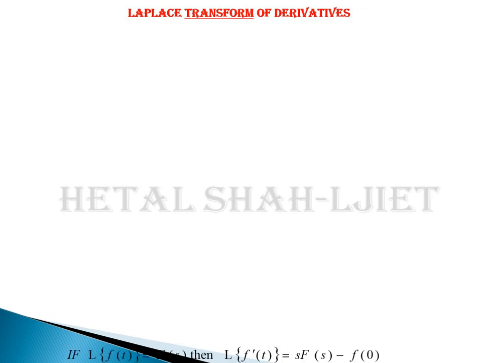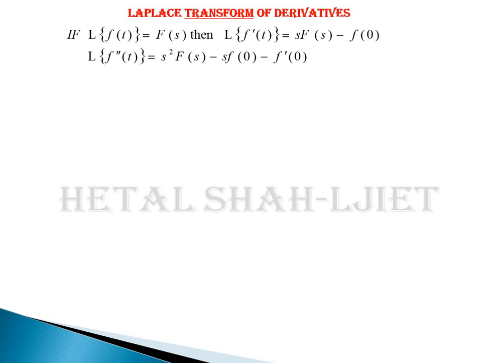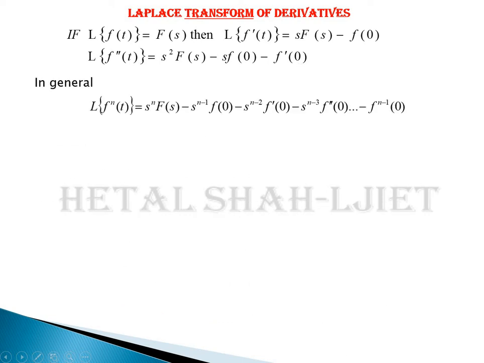Laplace transform of derivatives. See, if Laplace of f of t is equal to F of s, then Laplace of f dash t is equal to s F of s minus small f of 0. Similarly, Laplace of f double dash t is equal to s square F of s minus s small f of 0 minus f dash 0. So, in general, Laplace of f raised to n t is s raised to n F of s minus s raised to n minus 1 f of 0 minus s raised to n minus 2 f dash 0 and so on up to f raised to n minus 1 of 0.